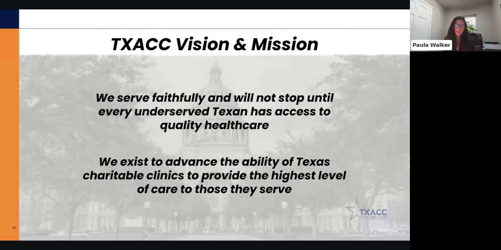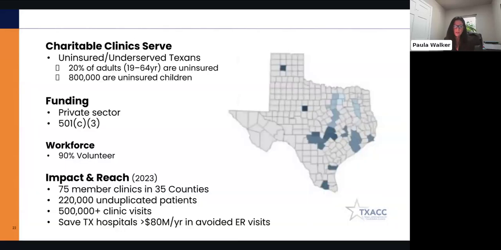I always like to start with our vision and mission. Just centers me. We serve faithfully. We do not stop until every underserved Texan has access to quality healthcare. And we truly exist to advance the ability of our charitable clinics to provide the highest level of care to those that they serve. Advance. Thank you. So where do we do it?